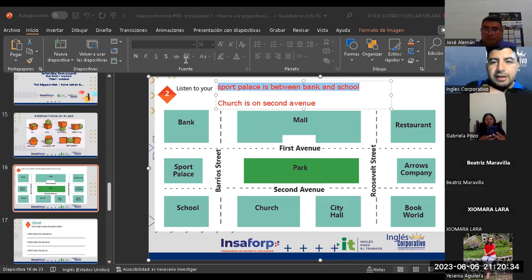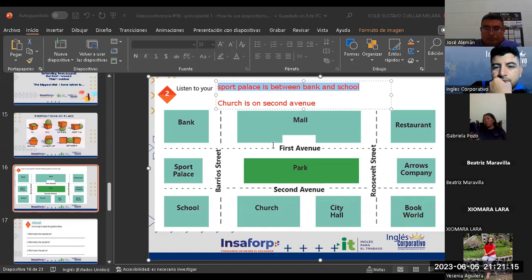Okay, let's listen, Gabriela, and then Janet. The park is on the First Avenue. Yeah, Janet and Ceci. The church. The it's from the park. Okay, thank you, Ceci and Melvin. The bank is next to the mall. Mm-hmm. Melvin and Miguel. The restaurant is on the Roosevelt Street. Mm-hmm. Perfect. Miguel and Ivane.